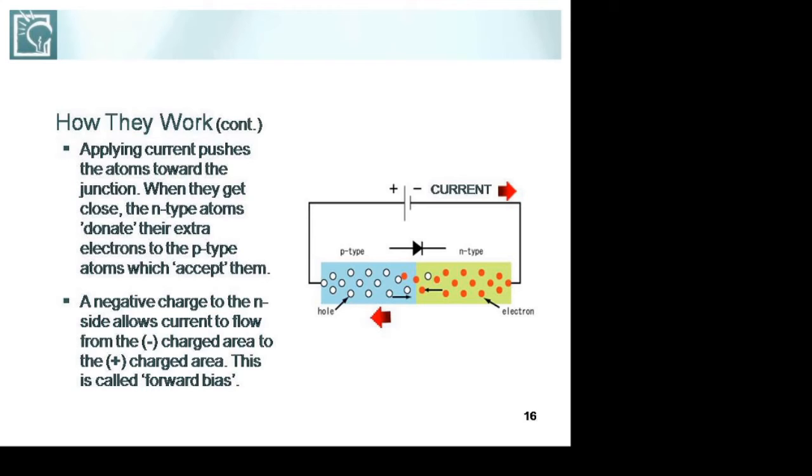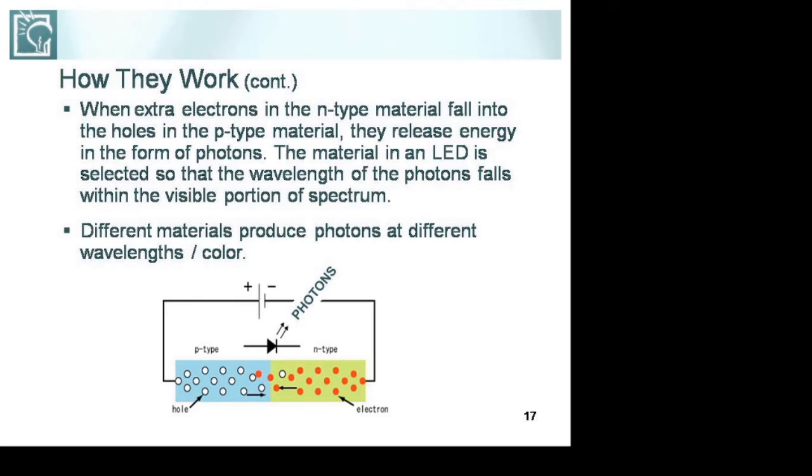In an ordinary diode, the energy is liberated in the form of heat. But in the case of an LED, it is liberated in the form of photons. A photon is the smallest unit of light energy. When extra electrons in the n-type material fall into the holes in the p-type material, they release the energy in the form of a photon. The material in an LED is selected so that the wavelength of the photon falls within the visible portion of the spectrum. Different materials produce photons at different wavelengths, as well as different colors.